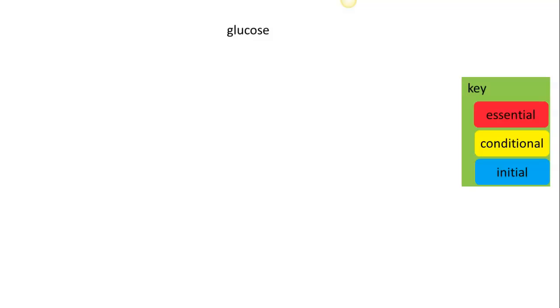Key over there says they're essential. The essential ones are going to be marked in red. There's conditional ones, and the conditional ones are those that at some time or another may need them because of disease or certain defect. And then there are those that are not essential, and basically you're able to manufacture those on your own. So we start out with glucose.